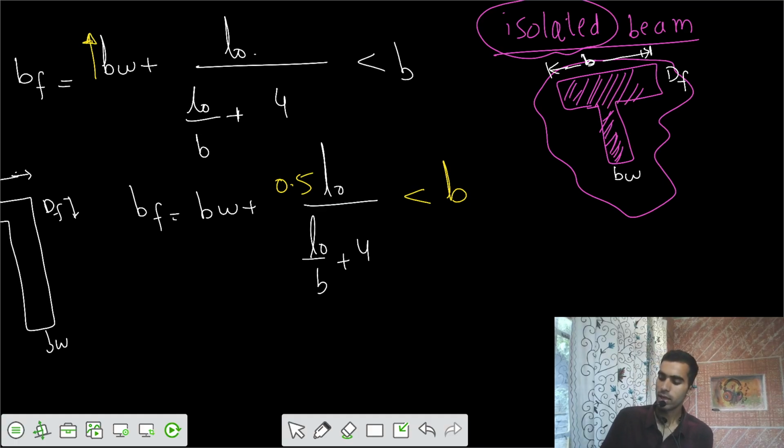Now let's take up problems. Now let's go for the analysis of the flanged beams.